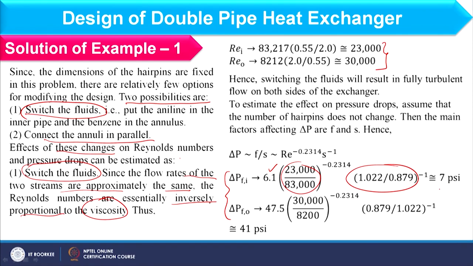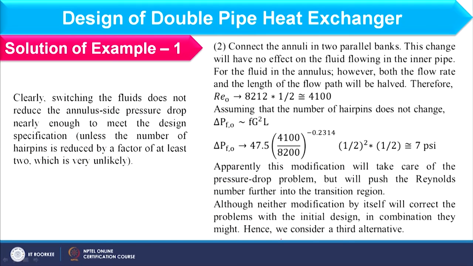So here we can find out the final pressure drop as 7 psi in the inner pipe and 41 psi in the annulus side. So here again it is more than 20 psi. So obviously switching the fluid does not solve my problem, as it is not reducing annulus side pressure drop, fine. So we have to go for the second option, and that is to connect the annuli in two parallel banks.